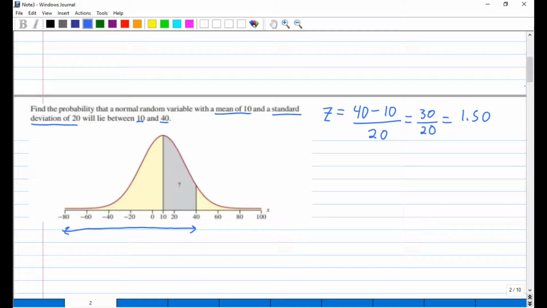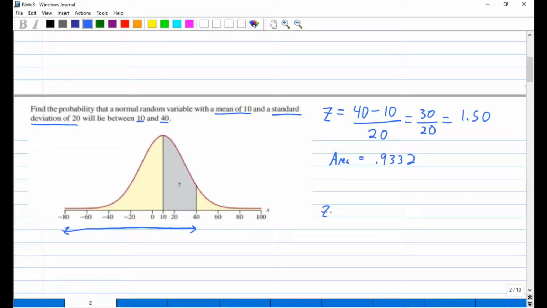Alright, so I got 0.9332. So that's an area of 0.9332. So if I had all this shaded here on the left, all this shaded, and then all this too, that would be 0.9332, or about 93%, 93.32% of all the area under the curve.